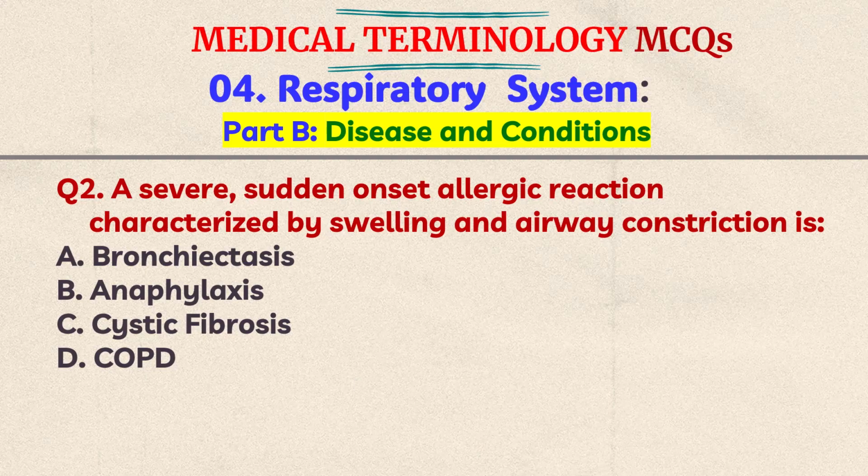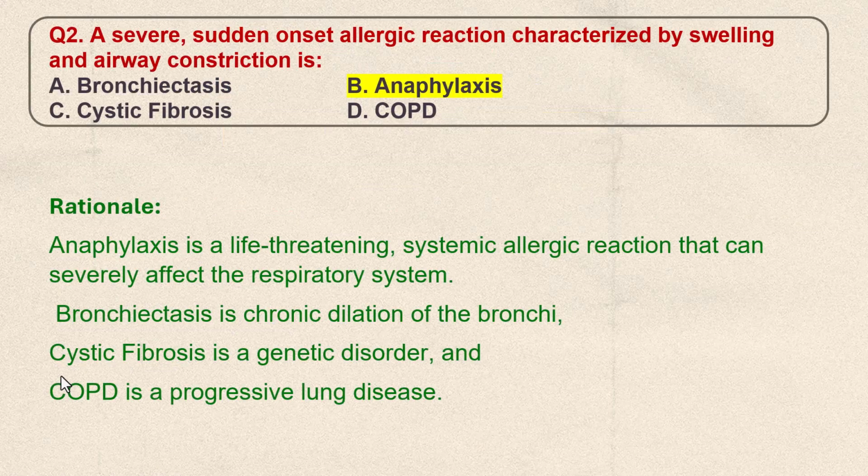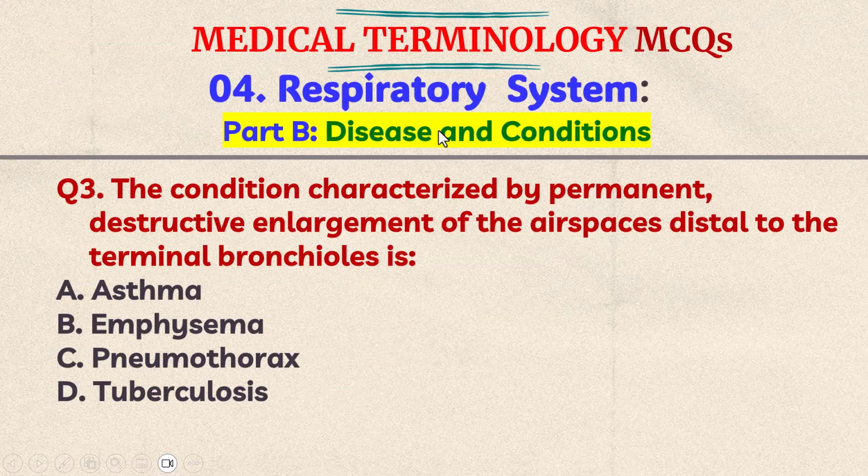Question number 2. A severe sudden onset allergic reaction characterized by swelling and airway constriction is A. Bronchiectasis, B. Anaphylaxis, C. Cystic fibrosis, D. COPD. Think the answer. The correct answer is B. Anaphylaxis. Anaphylaxis is a life-threatening systemic allergic reaction that can severely affect the respiratory system. On the other hand, bronchiectasis is a chronic dilatation of bronchi, cystic fibrosis is a genetic disorder, and COPD is a progressive lung disease.